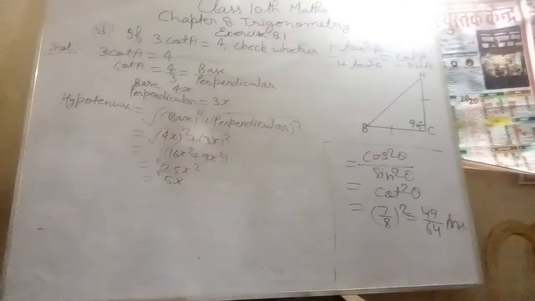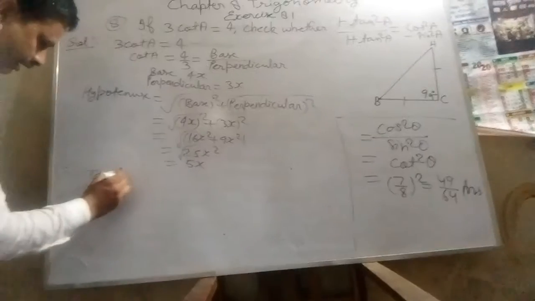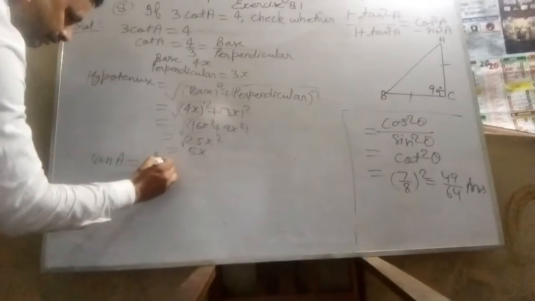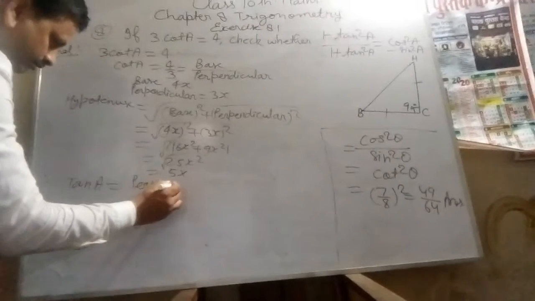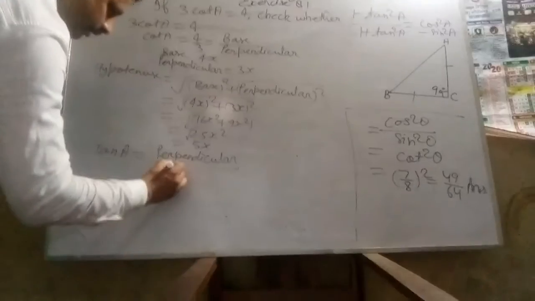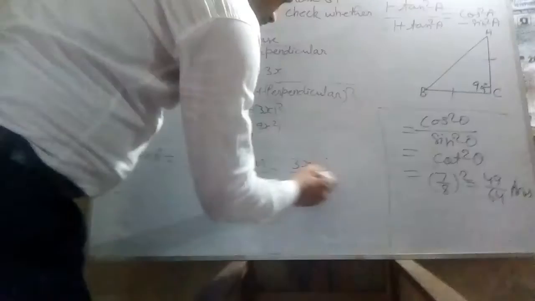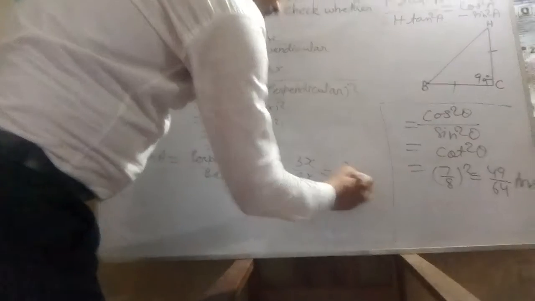Tangent of any angle is perpendicular upon base. Tan A equal to perpendicular upon base. Perpendicular is 3x, base is 4x, equal to 3 by 4.